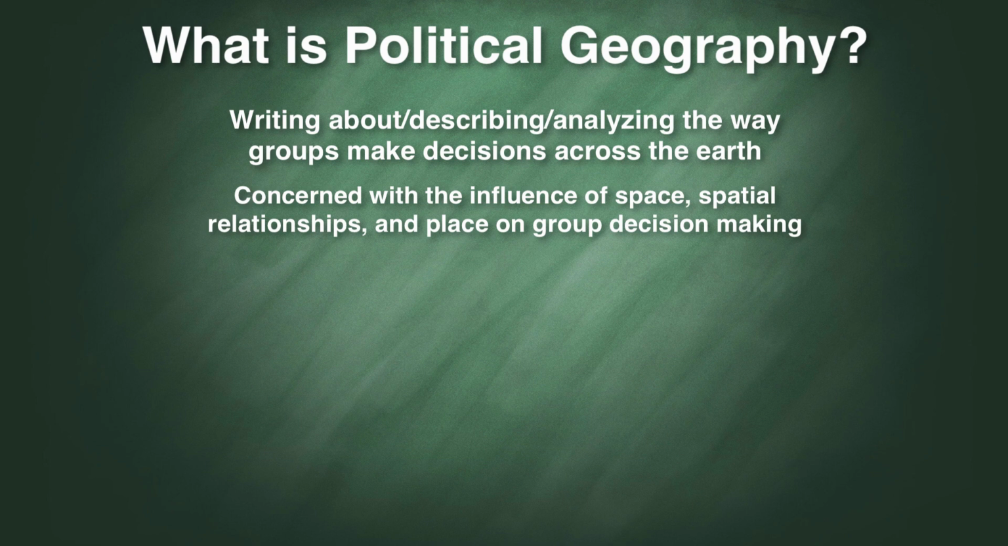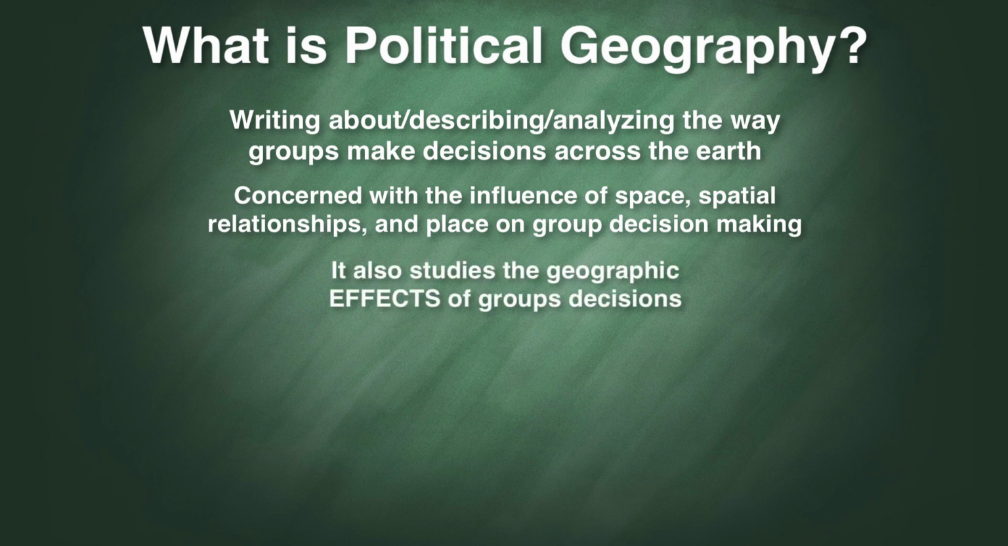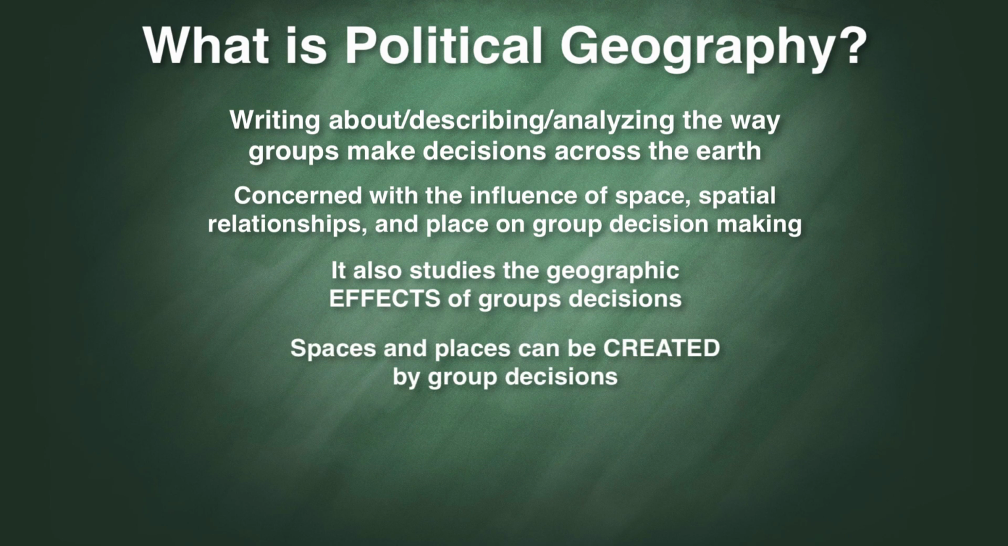Notably, political geography can also study the converse, the geographic effects of group decisions. It happens to be the case that certain spaces and places can be created by group decisions. If this is your first encounter with political geography, that may sound a bit strange, but it shouldn't. There are examples all around you. In the United States, I think about the Native American Indian reservations as a classic example of this. Those are very specific places, and they were created by group decision-making.